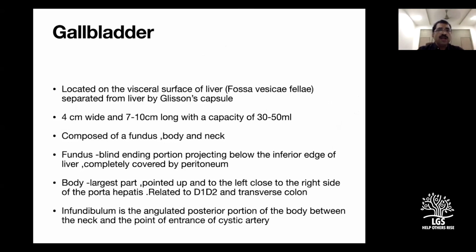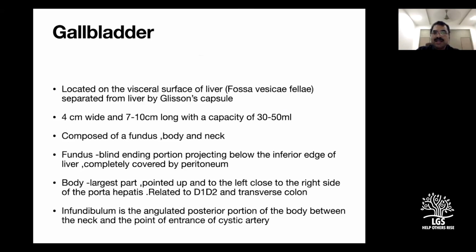So the gallbladder is a pear-shaped organ located on the visceral surface of the liver. It is popularly known by Italians as fossa vesica fellea, and it is separated from the liver by the Glisson's capsule. So Glisson's capsule will not cover the gallbladder, it covers only the liver, and that separates the gallbladder from the liver. And it may vary in size, length, etc.